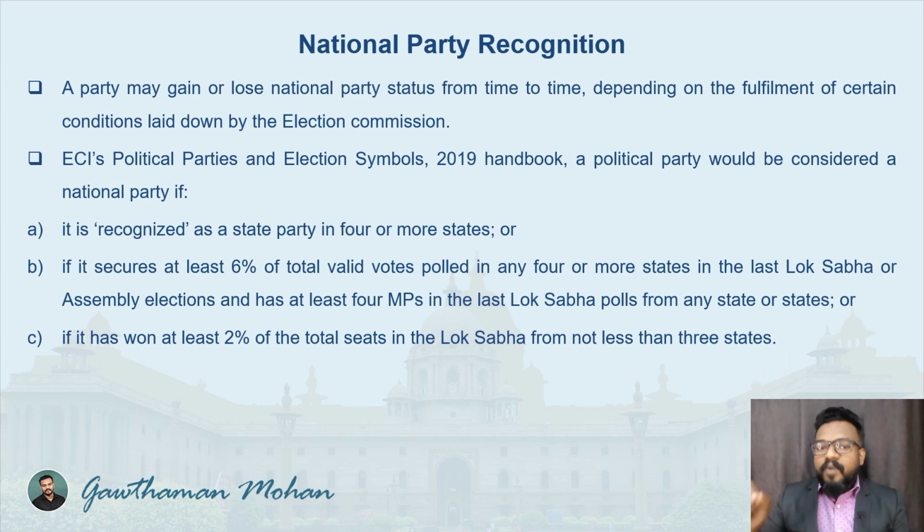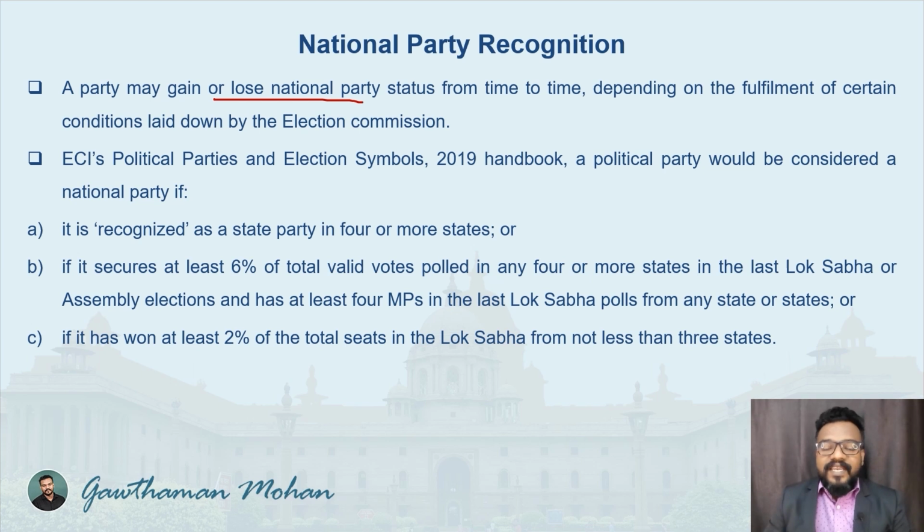Because there is a proper criteria to be recognized as a national party, a party may gain or lose national party status from time to time. Why? Because a proper criteria is followed. Which means if a particular party gets the status of a national party, that does not mean that they will continue to hold that status. Based on the changes in the election results, and based on the criteria laid down by the Election Commission of India, the party may gain or lose the national party status. Very important to understand this.